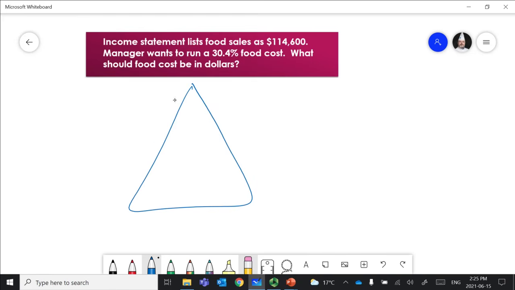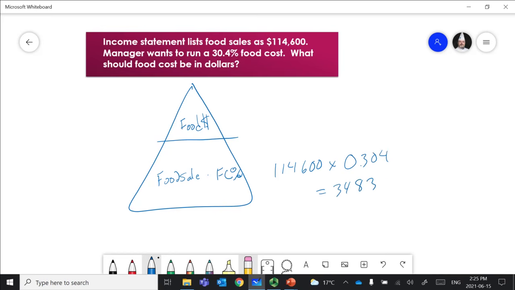So we can go back to our triangle, and we had our food sales, food cost percentage, and then this is our food dollars, right? So our food sales are $114,600 times our food cost, and we need to turn that into a percentage, 0.304, which is going to give us $34,838 to spend in order to generate $114,600 in sales, as long as we can maintain that 30.4% food cost.